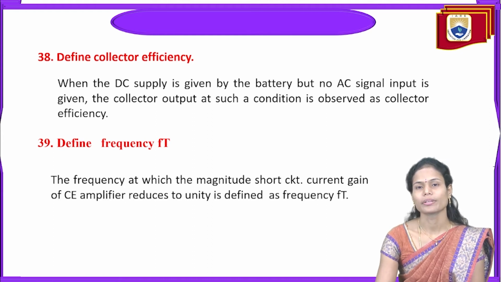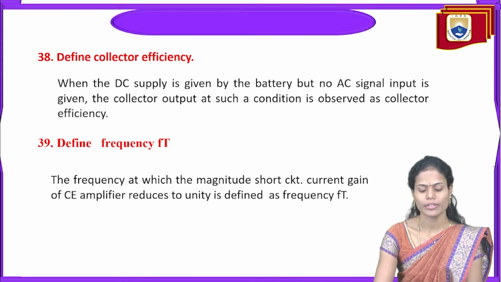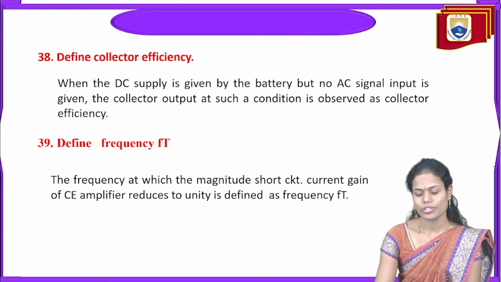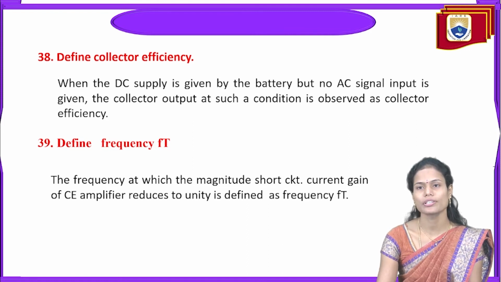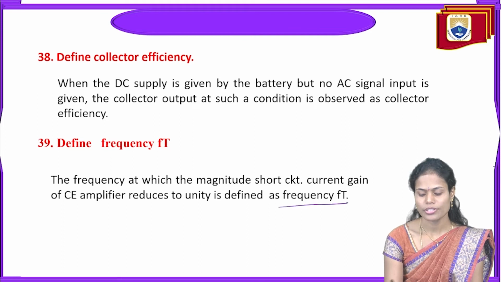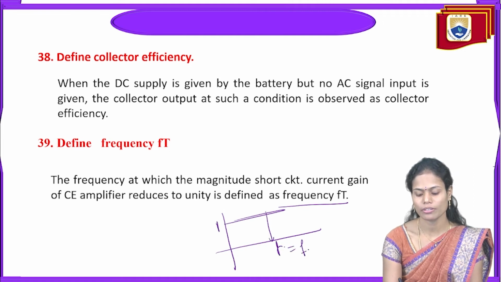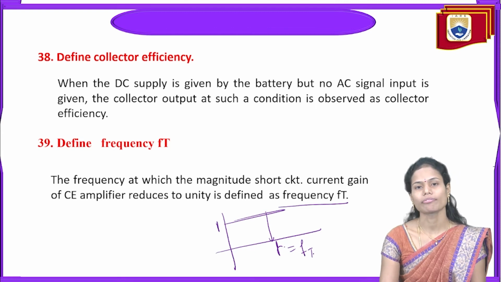And next, define frequency FT here. So the frequency at which the magnitude of the short circuit current gain of the CE amplifier reduces to unity is defined as the frequency FT. That is nothing but whenever the gain is 1, at that instant how much frequency is there, that particular frequency we are calling the FT frequency.